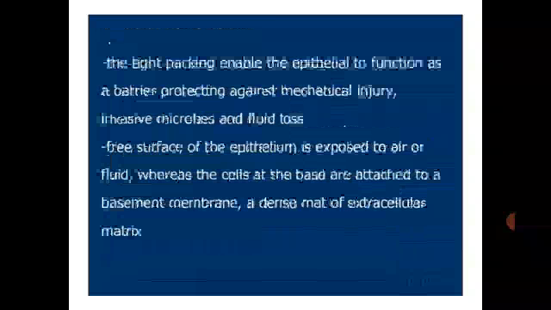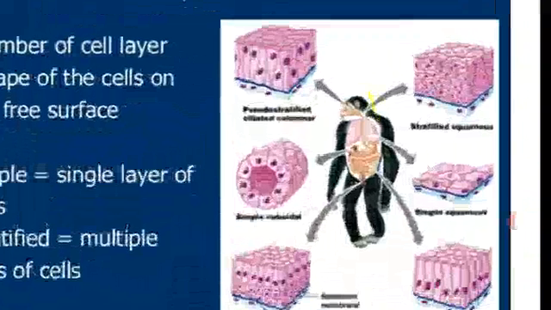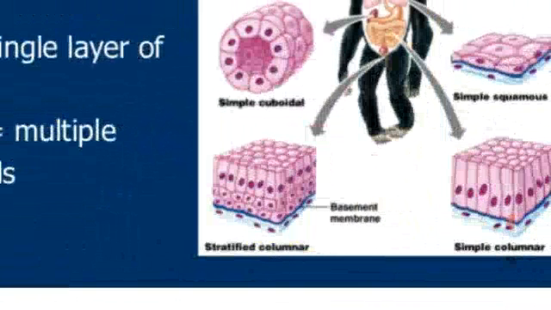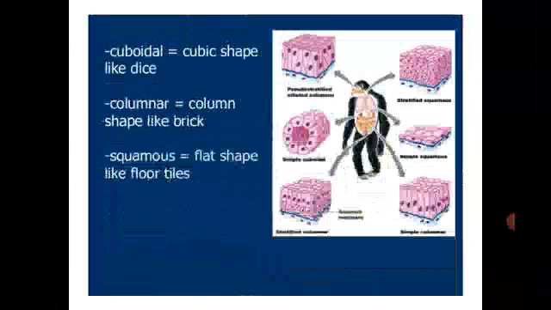The tight packing enables the epithelium to function as a barrier, protecting against mechanical injury. The free surface of epithelium is exposed to air or fluid, whereas the cells at the base are attached to the basal membrane and form the extracellular matrix. Here you may see the different types of epithelial tissues: ciliated columnar epithelial tissue, stratified squamous epithelial tissue, simple cuboidal epithelial tissue, simple squamous epithelial tissue, and stratified columnar epithelial tissue. Simple means columnar, stratified means multiple layers of cells, cuboidal is cube shape, columnar is column shape, squamous is flat shape.